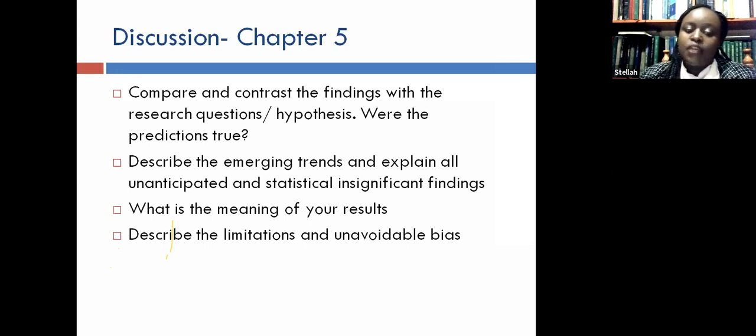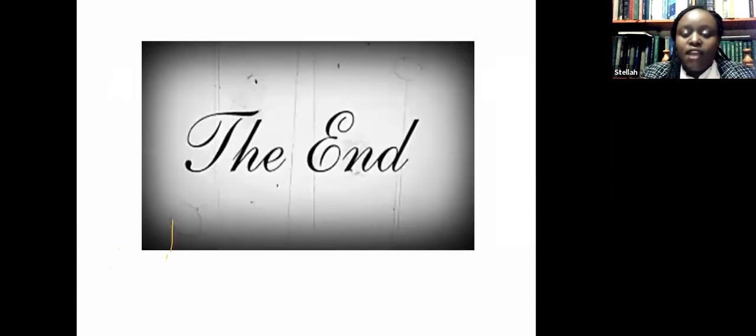Then finally, you need to describe the limitations and unavoidable biases that happen when you're carrying out your study. This is what helps to explain the statistical aspect of your discussion: yes, we found that social media has a significant relationship with depression, however, we found there were these limitations. You need to explain that in your discussion, which happens in chapter 5. And that sums up quantitative research from chapter 1 to chapter 5 of your study. Thank you for listening.